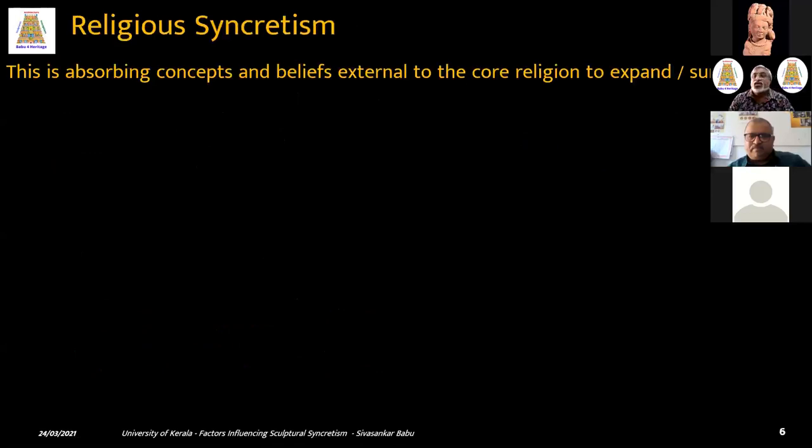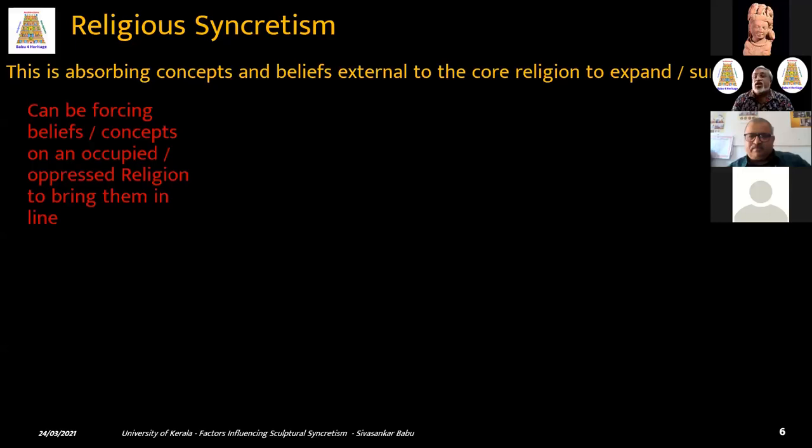So this is absorbing concepts and beliefs external to the core to expand our reach. It can be just expanding, where we absorb and then say, yes, I am also part of your group. Or when an external religion invades, you also adapt and say that our religion and yours, both are possible. So let us see, there are basically three types of religious syncretism possible. There might be other variations, but I am trying to put things in a fairly simple way. First, you force your beliefs or concepts on an occupied or oppressed religion, and then they adapt to survive.